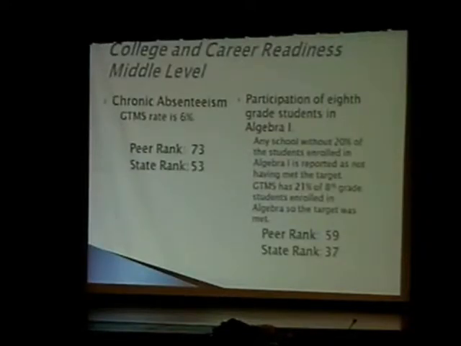At the middle school level, college and career readiness is measured in 2 ways. Like the elementary school, it looks at chronic absenteeism, but in addition to that, it looks at percentage of students who participate in algebra, meaning Algebra 1 that is equivalent to the high school level of Algebra 1. Any school that doesn't have 20% of the students in Algebra 1 does not meet the target. Here at GTMS, 21% of our 8th graders do take algebra, or did take algebra last year, and again there's that peer rank and that state rank.